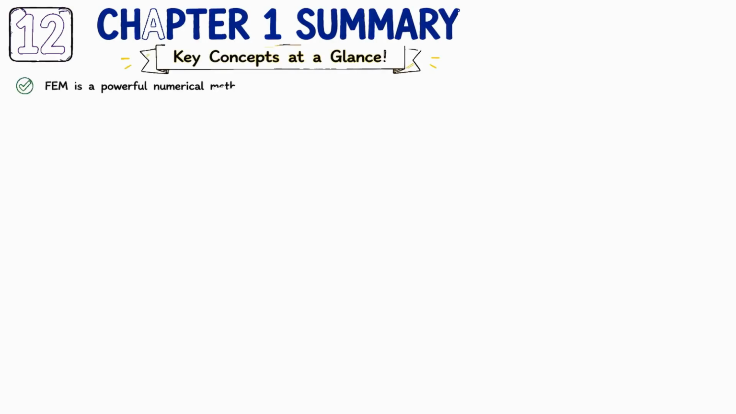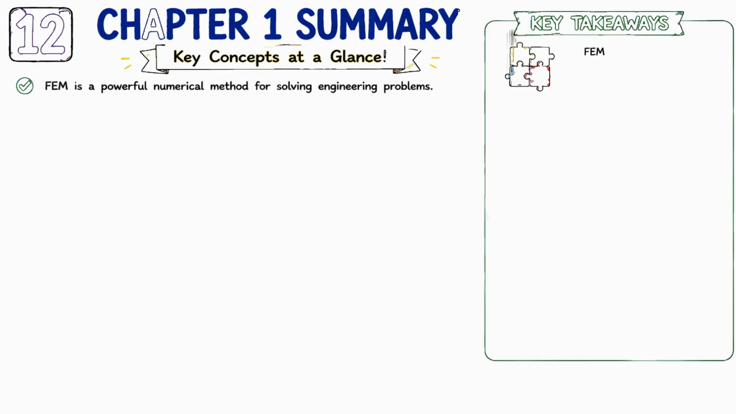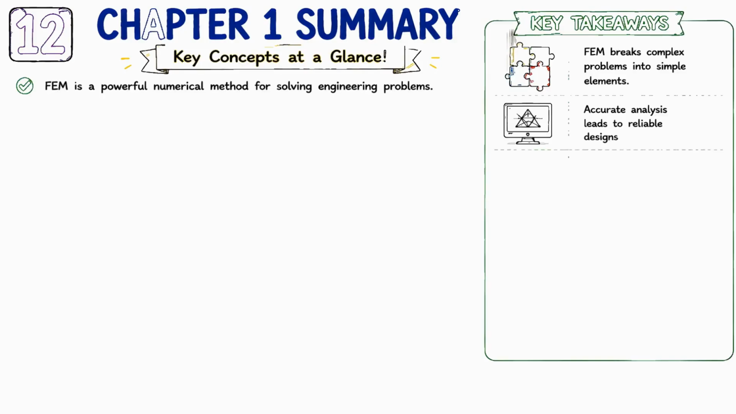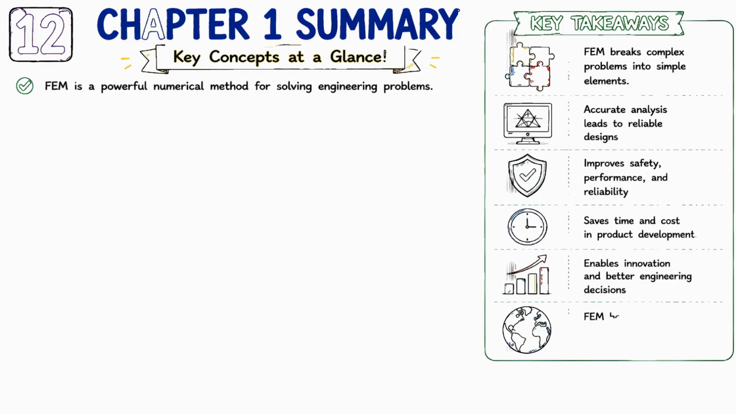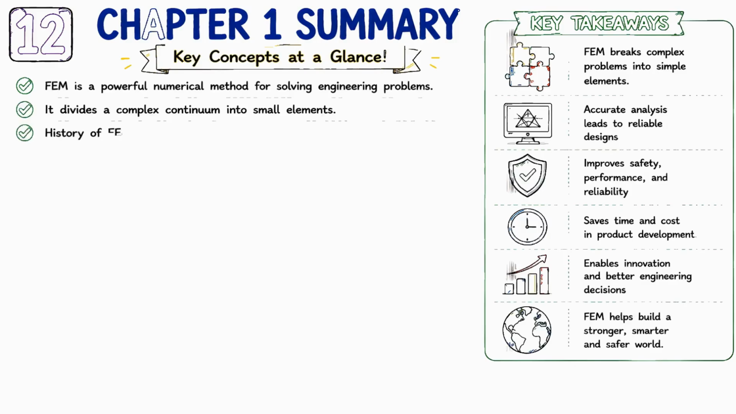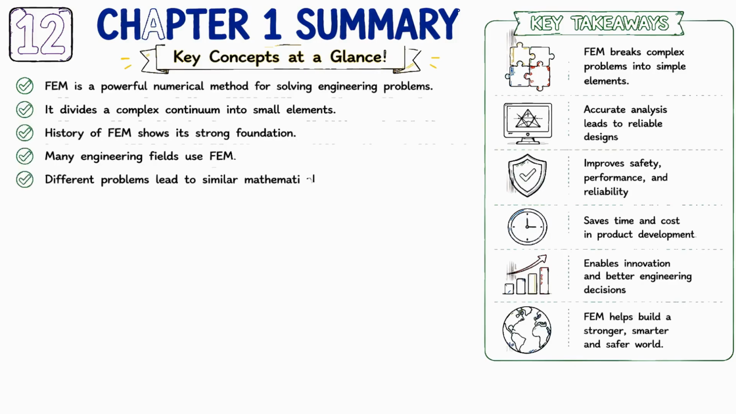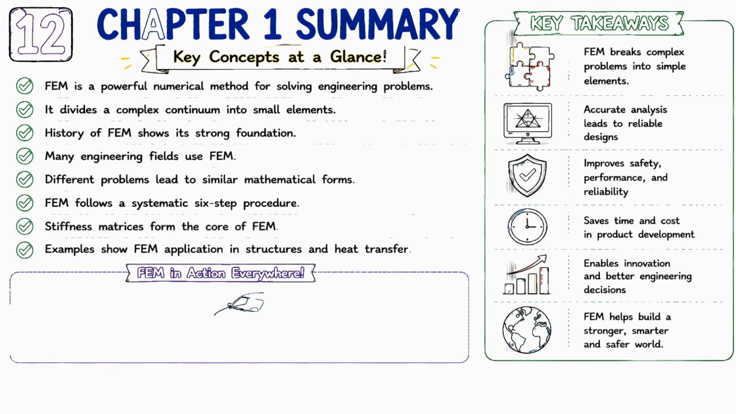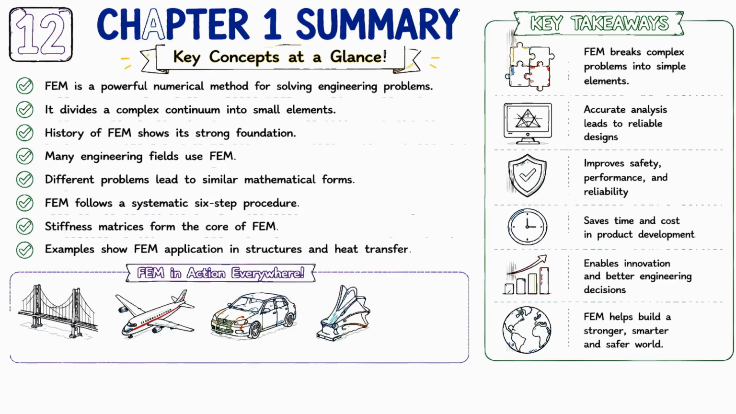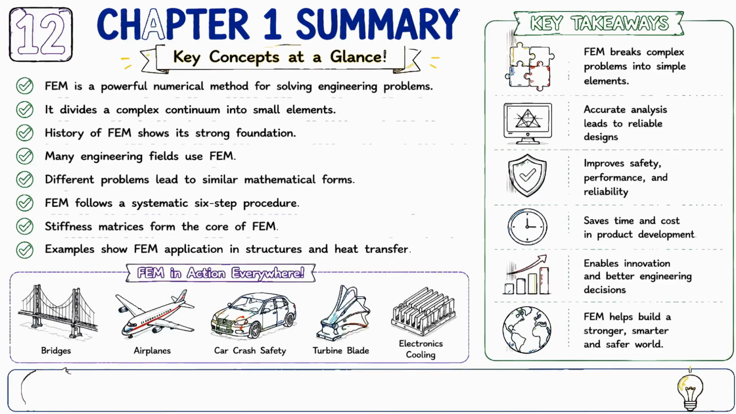Let's quickly summarize what we've learned in this chapter. Finite element method is a powerful numerical technique for solving complex engineering problems. It works by dividing a large problem into many smaller finite elements. We explored different element types, understood the mathematical foundation of FEM, learned about commonly used software tools, looked at future developments, and finally saw a practical heat transfer example. These concepts form the foundation for everything we will study in the upcoming chapters.